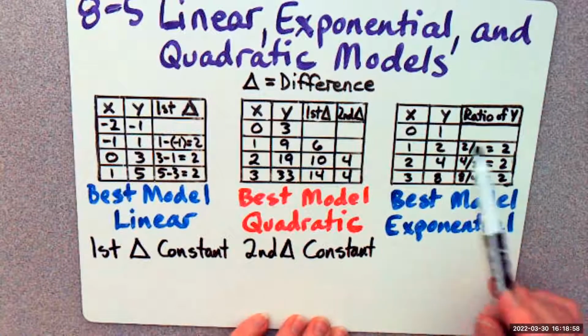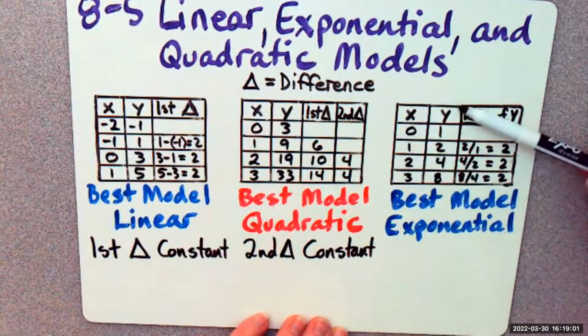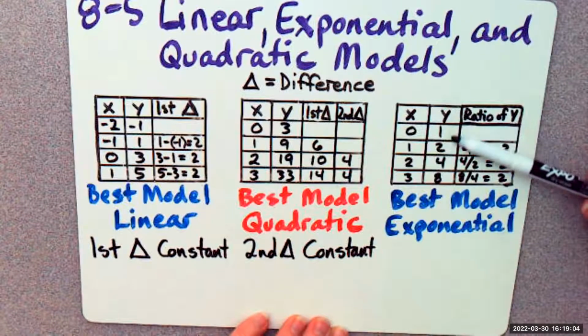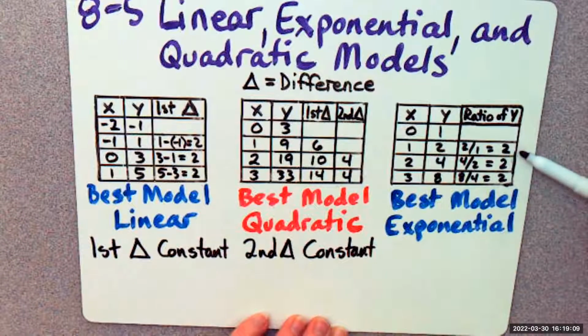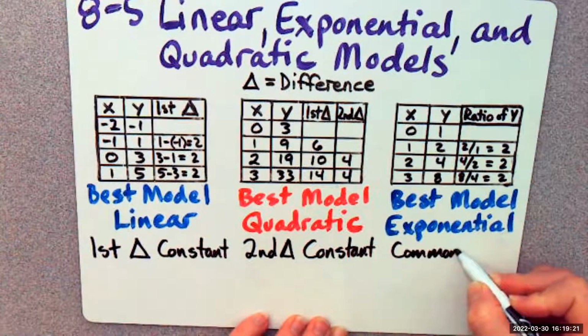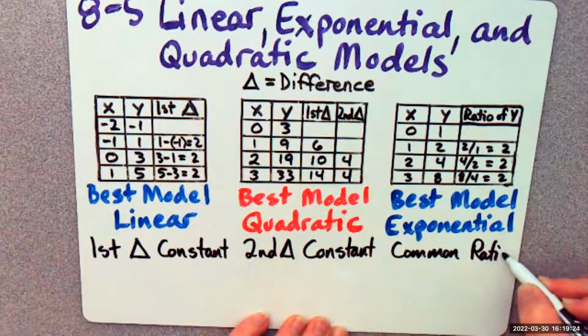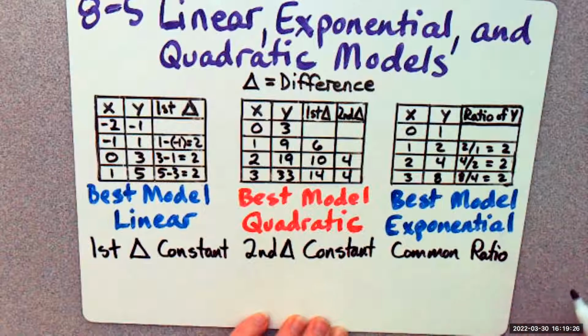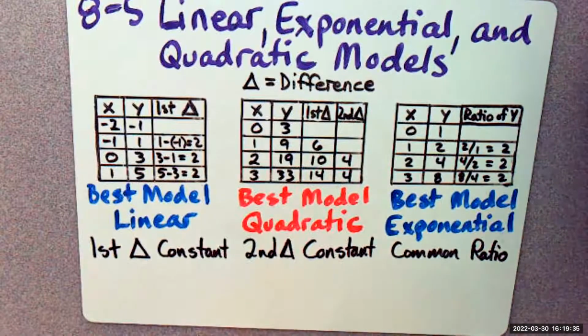Now let's look at something where we have an input here and an output here. When we see a pattern like this, where 2 divided by 1 equals 2, 4 divided by 2 equals 2, and 8 divided by 4 equals 2, we have a common ratio. And when we have a common ratio, that means the best model is going to be the exponential function. All right, let's take a look at some practice problems.